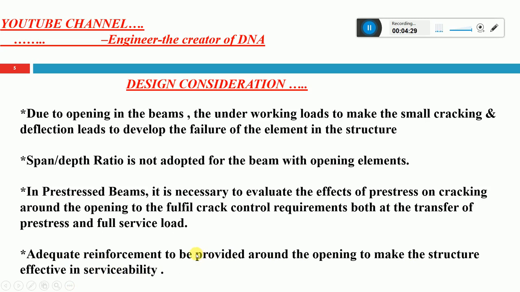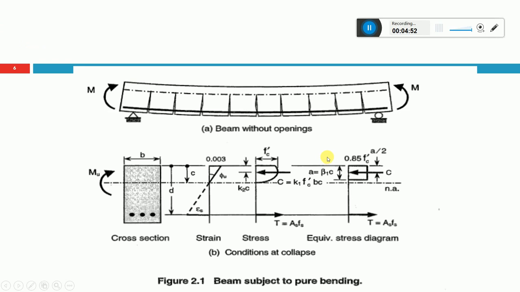So adequate reinforcement: what is the stress, what is the capacity, what are the stresses and strains, what is happening in that area around the opening? We have to check this, at least randomly, to provide the required reinforcement over that area to make the structure effective in serviceability. These are the design considerations we should follow in a beam with openings.